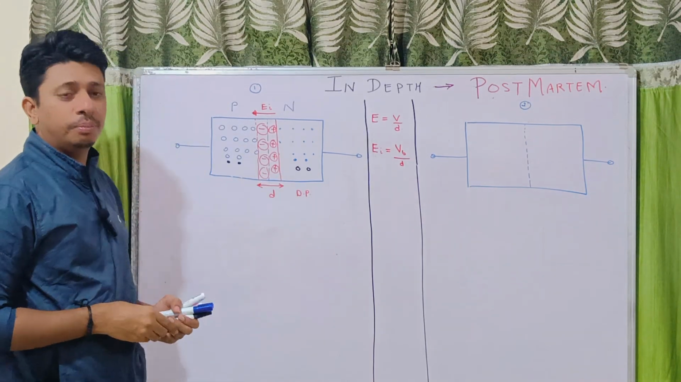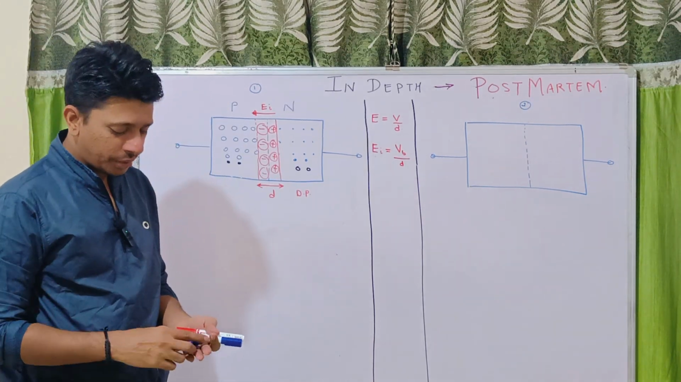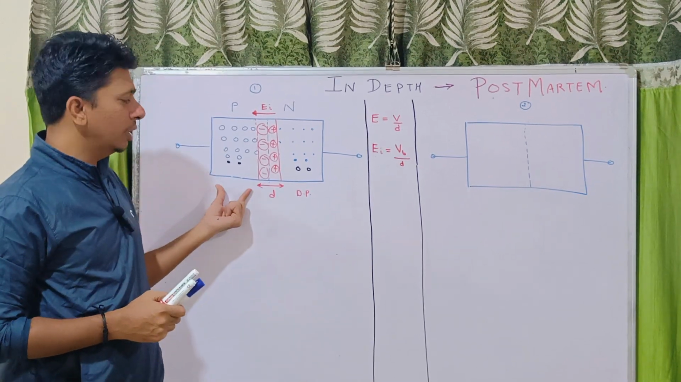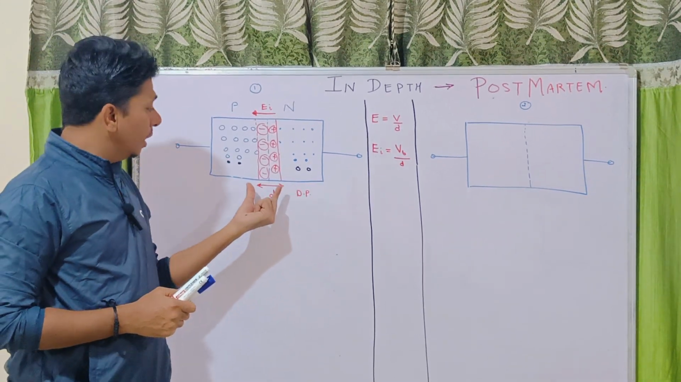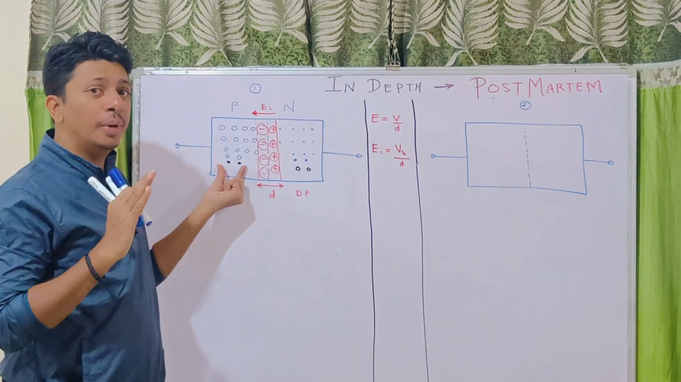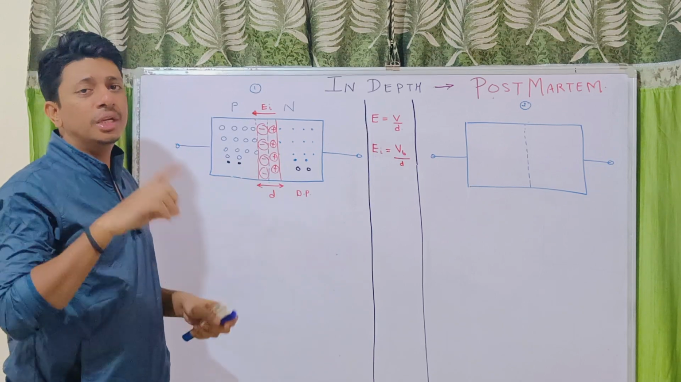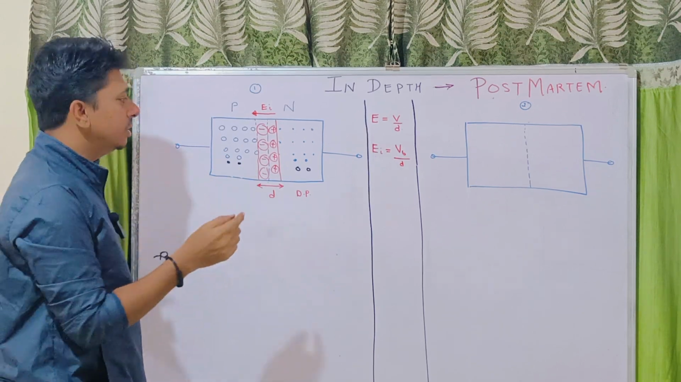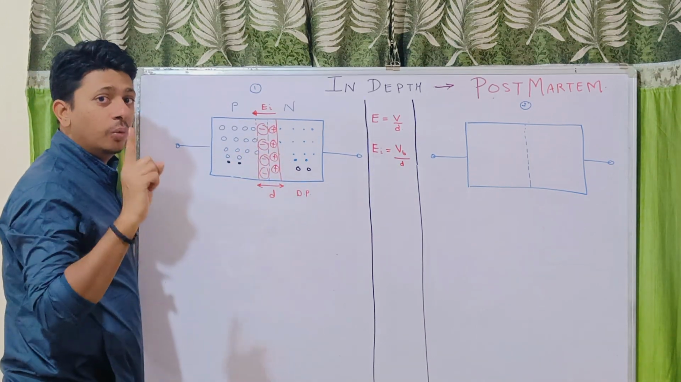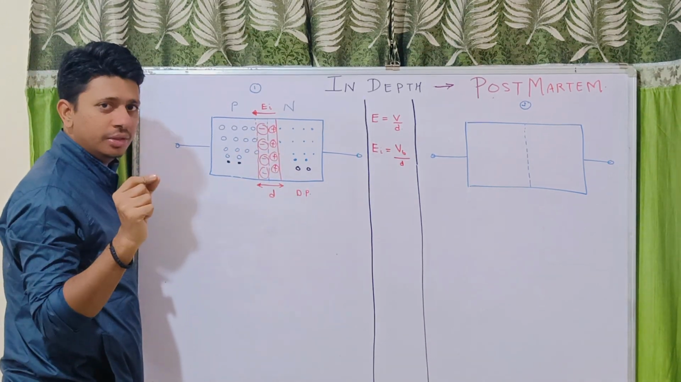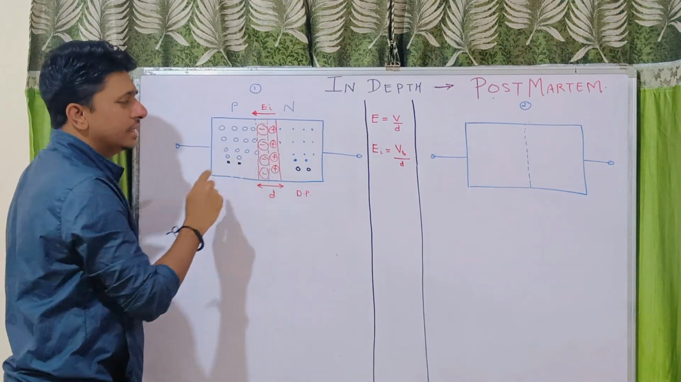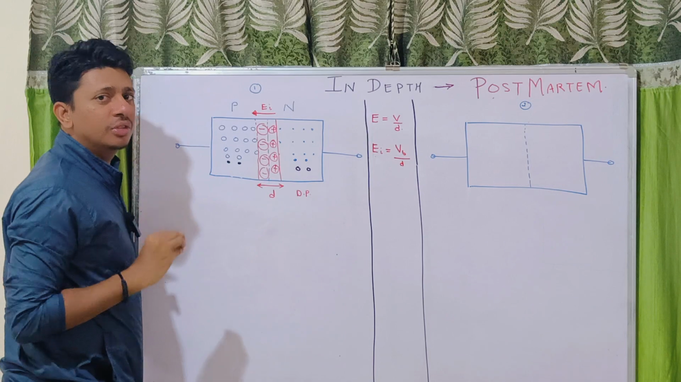Now one person asked me this question: sir, you have told me that here also there are covalent bonds, and here also covalent bonds. Now the covalent bonds which you say are weak can break due to thermal energy. There is a possibility that the covalent bonds present in the depletion region will get broken due to thermal energy, but you have not shown any electron or hole in this region. Please tell me the reason for that.